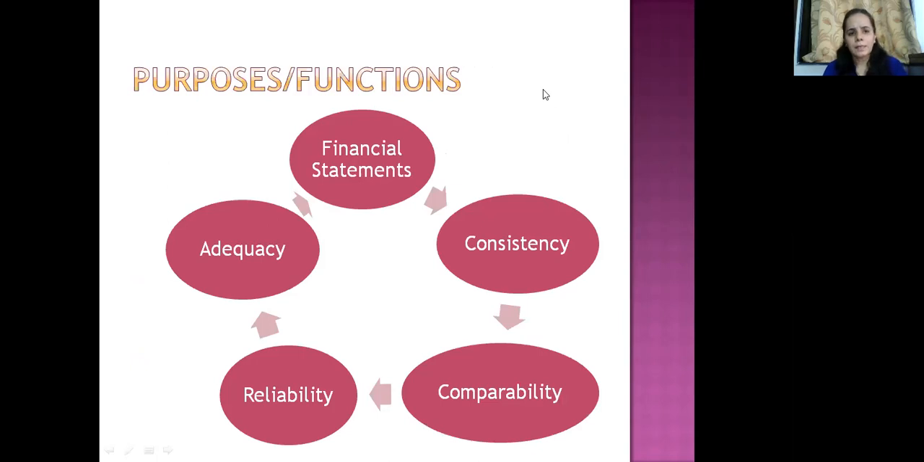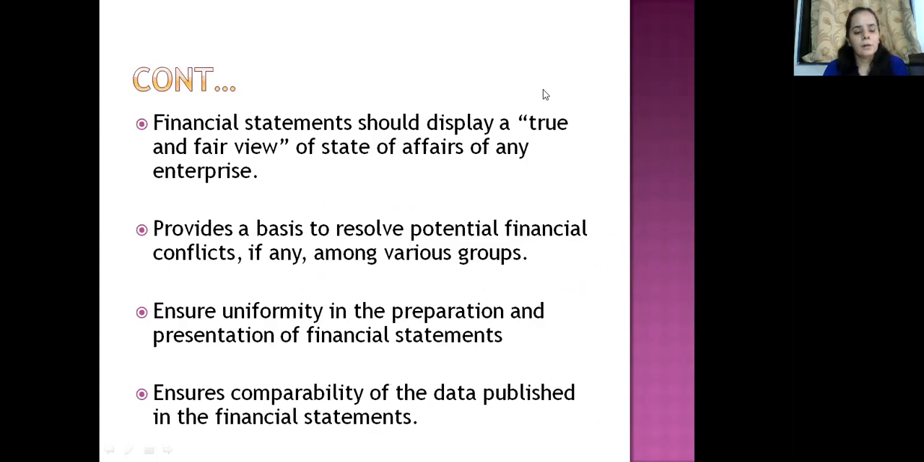Now, the question arises why this accounting standard is needed. So let us see the purpose of accounting standards. Student, you know the financial statement must have four components: it must be consistent, it should have adequate information, and it should be reliable and comparable. Now, how is it possible to make a financial statement have all these components? For this, we need accounting standards. If accounting standards are there, then it is possible that the financial statement shows a true and fair view. Accounting standard provides a basis to resolve potential financial conflicts, if any, among the various groups. Accounting standard ensures uniformity and also comparability.